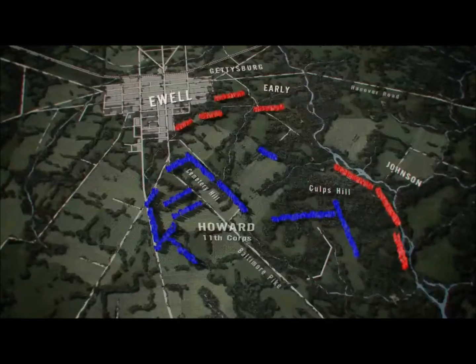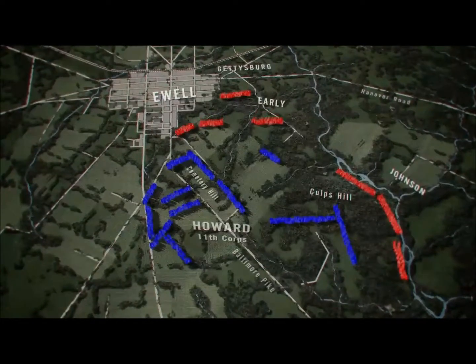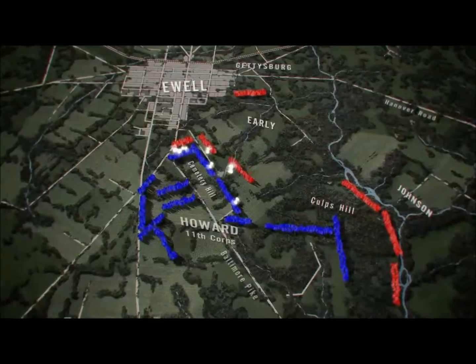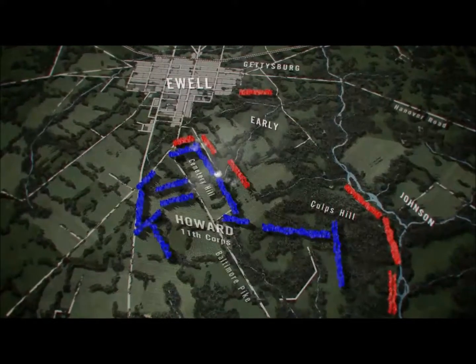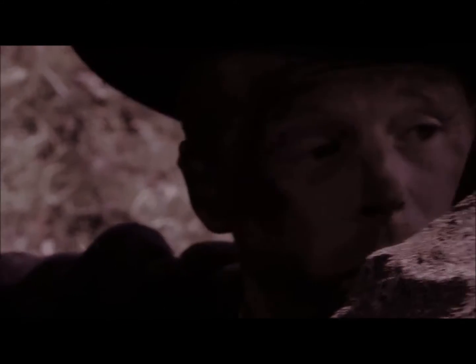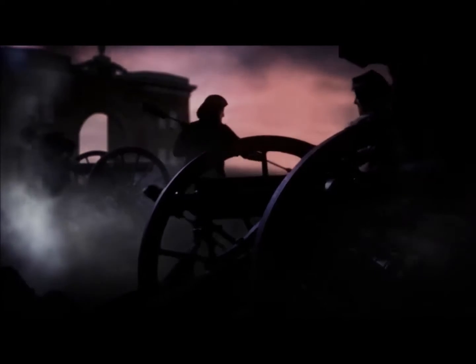At dusk, General Ewell moves on the Union right. 2 of Jubal Early's brigades sweep toward Cemetery Hill, obscured by the gathering darkness. The Union line is thinly held by battle-weary 11th Corps soldiers. Louisianans and North Carolinians overwhelm them. Portions of East Cemetery Hill are captured. Meade's army will lose the battle if Cemetery Hill falls.